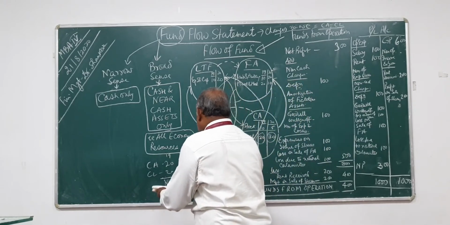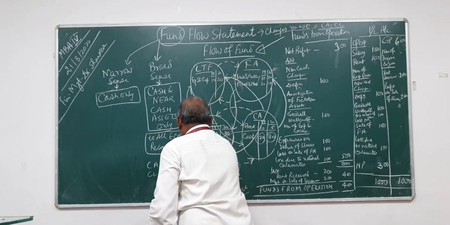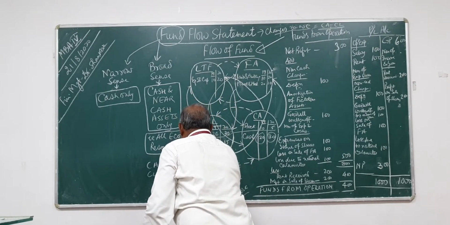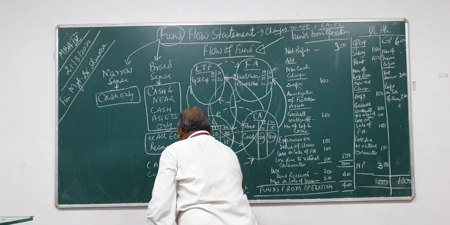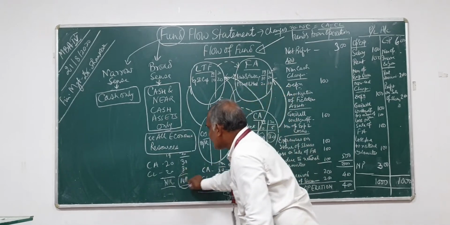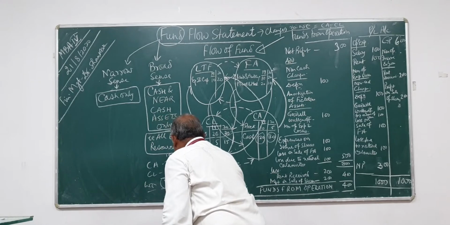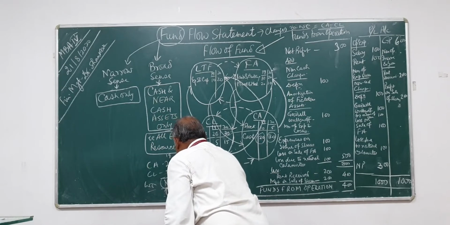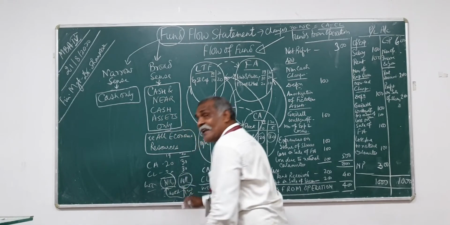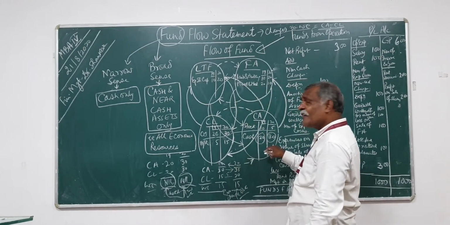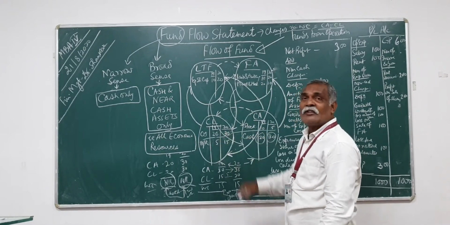So what happened? Here is 30, here is 30, here is nil. So what happened? There is no change in working capital. Working capital remains the same. No change. Is that clear? Here cash is increasing, creditors is also increasing.